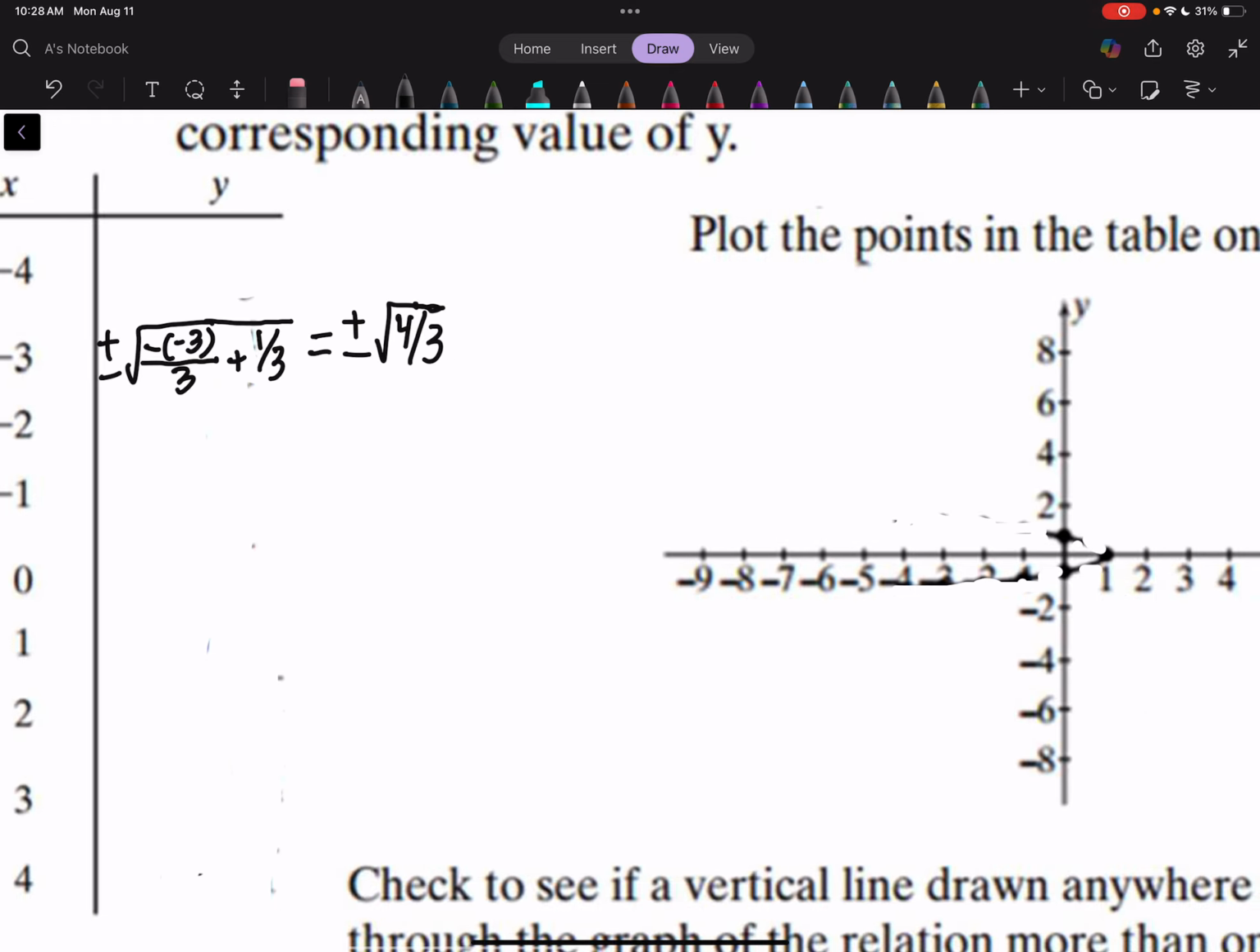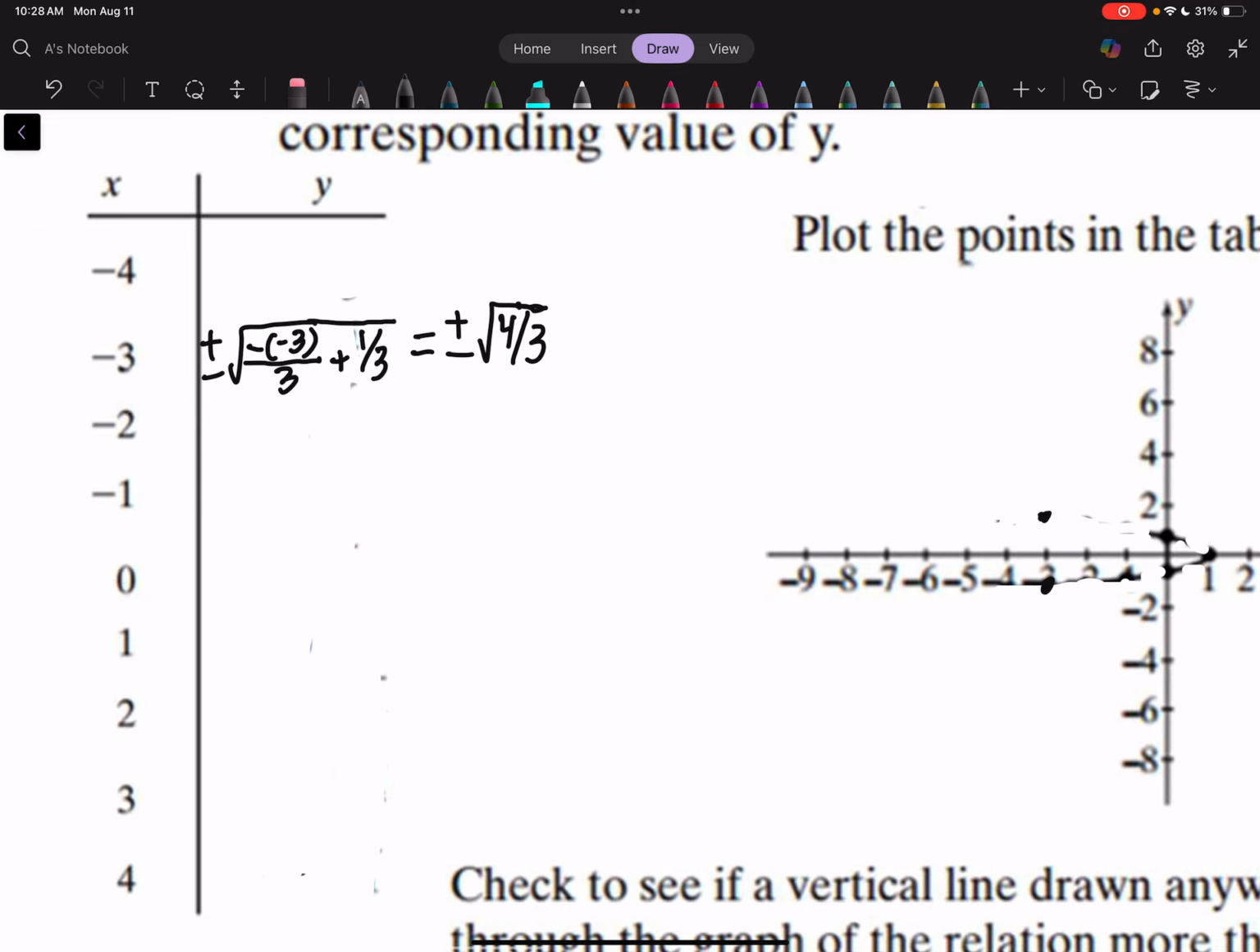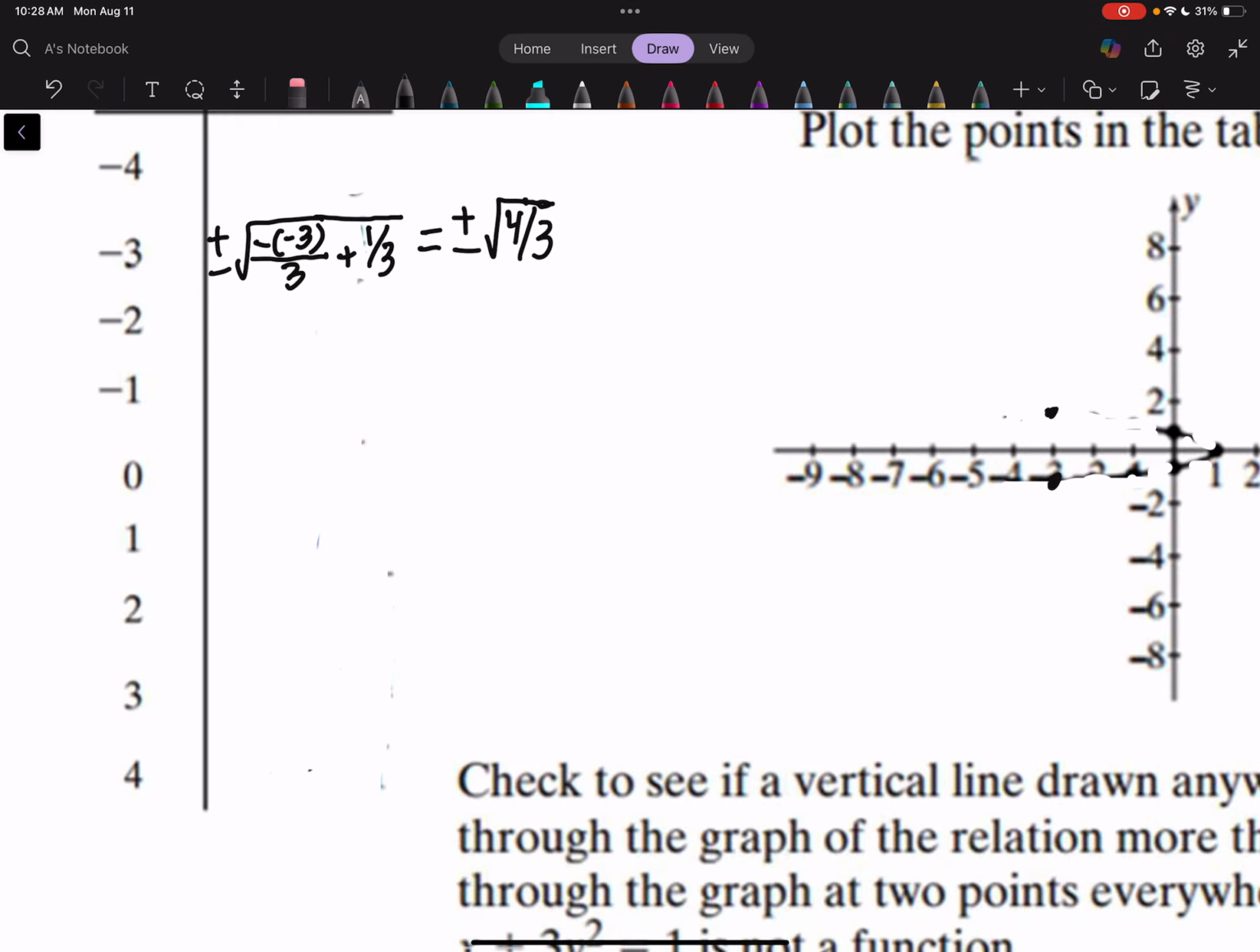So, about here and about there. Let's try 1. Whenever I do 1, I'm going to have plus minus the square root of negative, plug in my 1, over 3, plus 1/3. This is negative 1/3 plus 1/3, 0. The square root of 0 is 0. I have plus and minus 0.